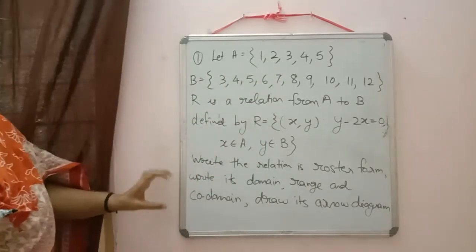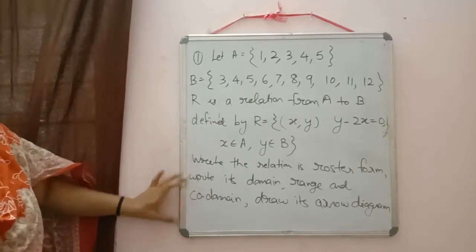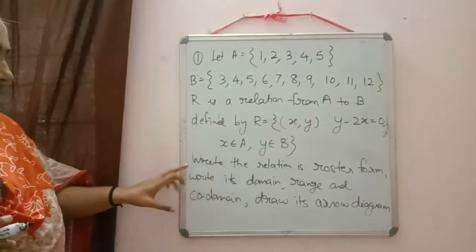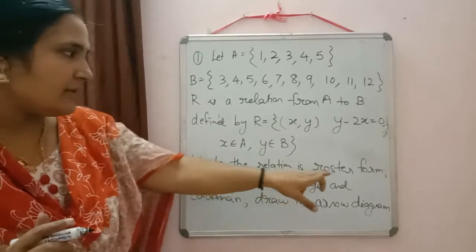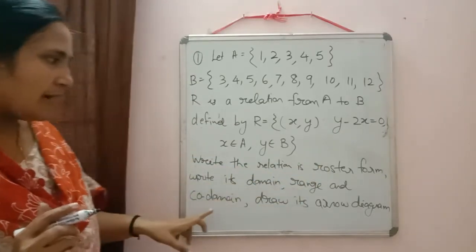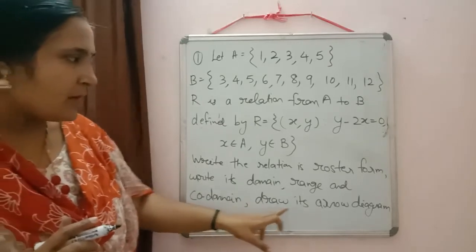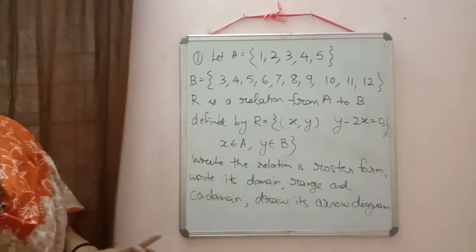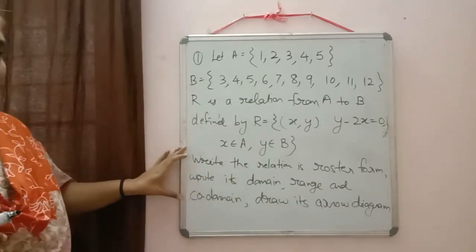This is common in all the questions, and you have to write it in all of them. Write the relation in roster form, write its domain, range and codomain. Also draw its arrow diagram. Now we will check how to do all these things.